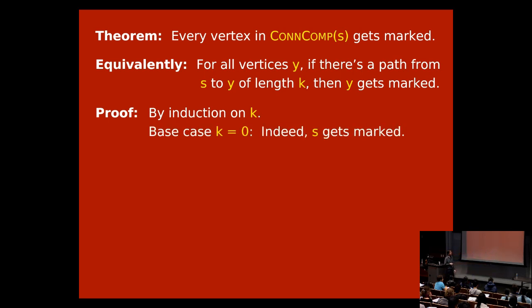Okay, so what is the base case? The base case is k equals 0. We want to show that all the vertices of distance 0 from S get marked. Well, the only thing at distance 0 from S is S. And it's pretty clear that it gets marked, right? The very first thing that happens in the algorithm, you put S in the bag, you take it back out, and you mark it. So that one is okay.